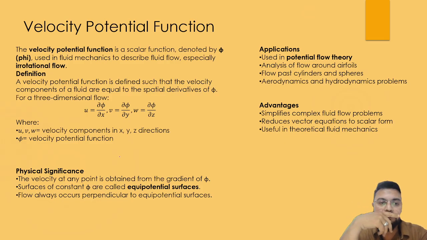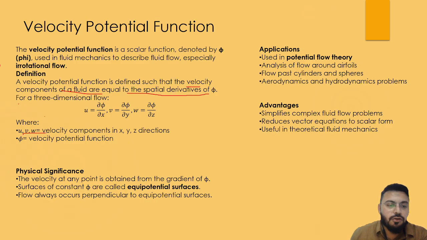Velocity potential function. It is a scalar function denoted by phi, used in fluid mechanics to describe fluid flow, especially irrotational flow. The velocity potential function is defined such that the velocity components of the fluid are equal to spatial derivatives of phi. For a three-dimensional flow, u is del phi by del x, v is equal to del phi by del y, and w is del phi by del z, where u, v and w are velocity components in x, y and z directions. Phi is velocity potential function.